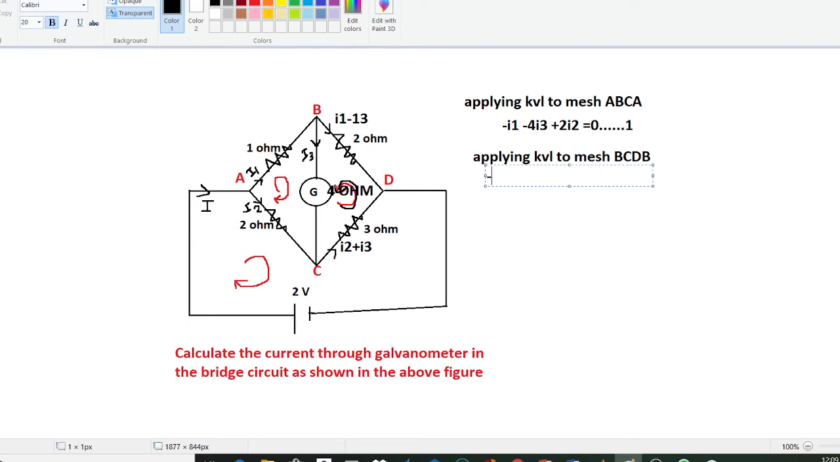So here we can write minus 4 I3, and again minus 3, and here we have minus 3 into I2 plus I3, and again for this 2 ohm resistor it will be plus 2 into I1 minus I3, and that is equal to 0.